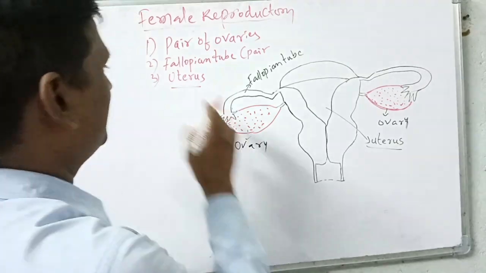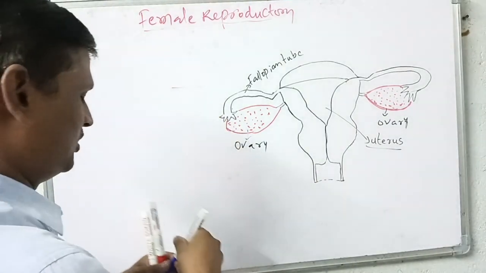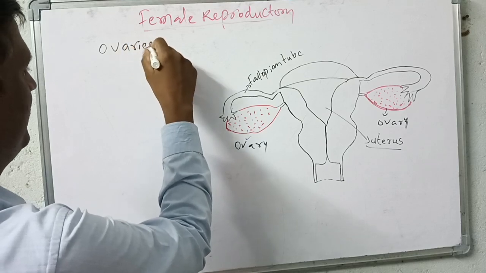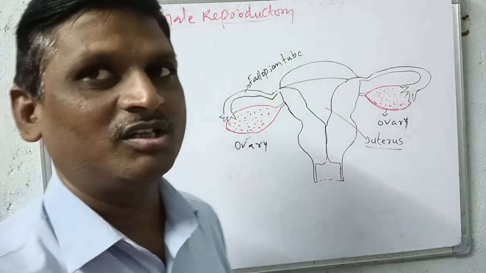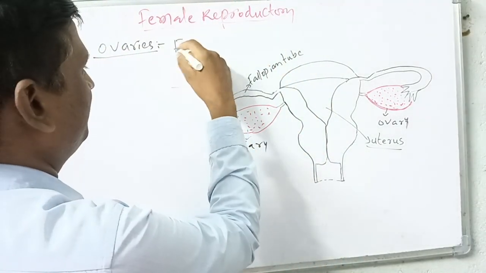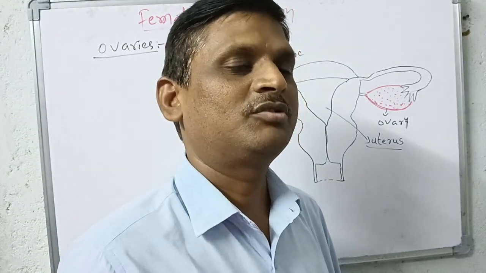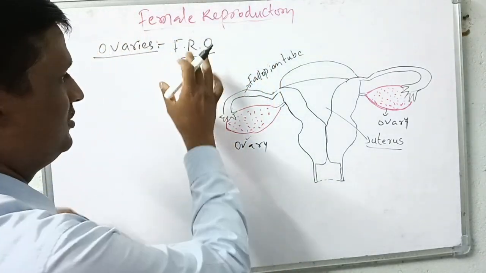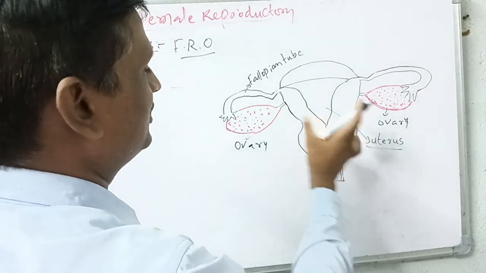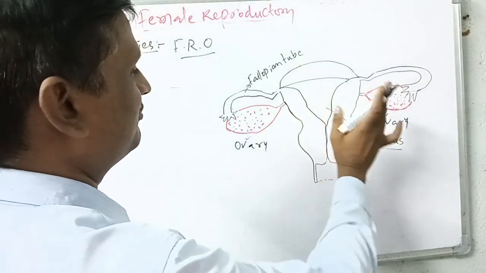First one is ovary. Let us see the pair of ovaries. So where is the pair of ovaries? Generally ovaries are present in the abdomen. Pair of ovaries, they are present in the lower abdomen, in the pelvic region. The ovaries are also otherwise called female reproductive organs. So here is one ovary, here is one ovary, two ovaries are present. They are present in the abdomen, in the pelvic region of the abdomen.